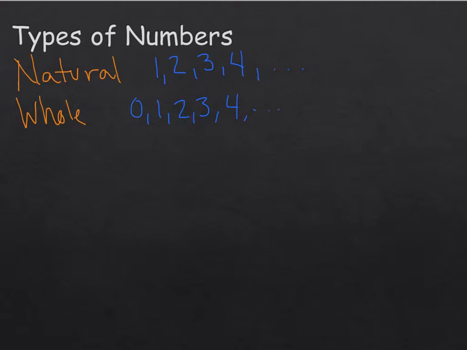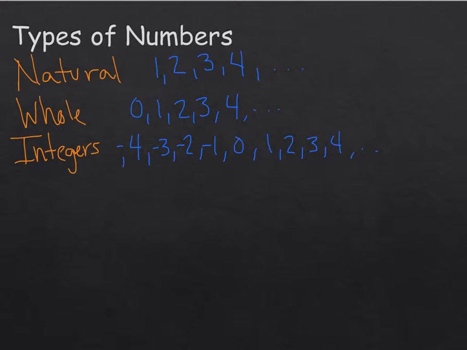The next type of number we have are called integers. That should sound familiar. With integers, we now include negative numbers. So -4, -3, -2, -1, 0, 1, 2, 3, 4, and so on. It goes all the way down as well.